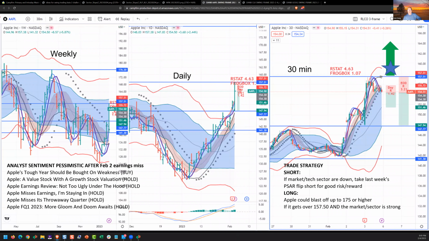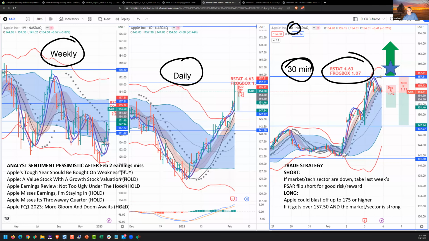All right, we'll look at Dan's Apple trade here. So we've got weekly, daily, 30-minute. He's identified his measurements. If the R stat is $4.63, the R10 is 46 cents, or 50 cents for rounding.